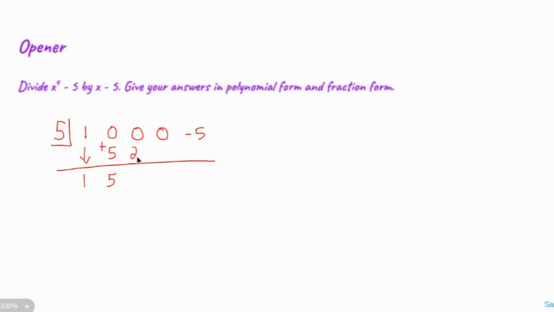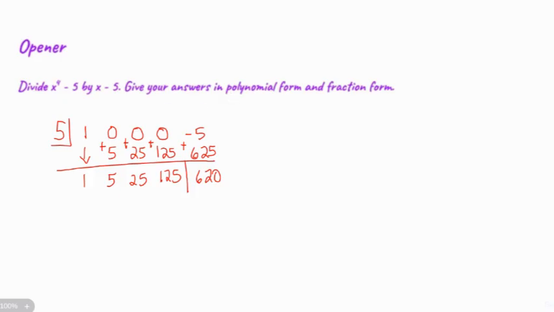5 times 5 is 25. So add those together, we get 25. 5 times 25 is 125. Add those together, we get 125. 5 times 125 is 625. Add those together, you get a remainder of 620.